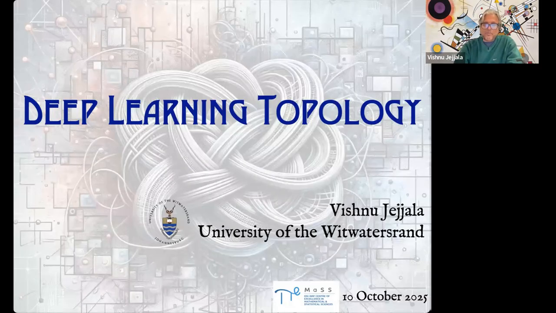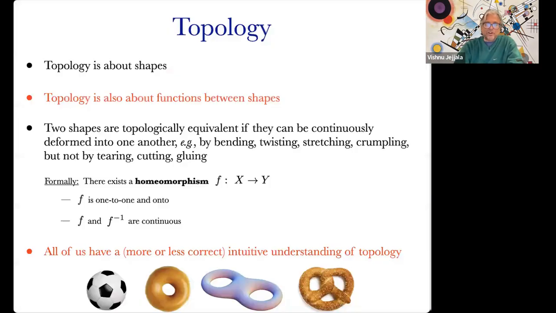Okay, so let's get started. Topology is really about the shapes of objects. And the shapes are sort of independent of certain small deformations you can do. In particular, two objects are considered to be topologically equivalent if they can be continuously deformed into one another, for example, by bending or twisting or stretching or crumpling, but not by things like tearing or cutting or gluing. So you're allowed certain operations that are somewhat tame and disallowed other operations that are more severe.